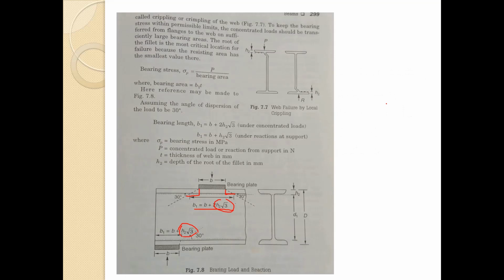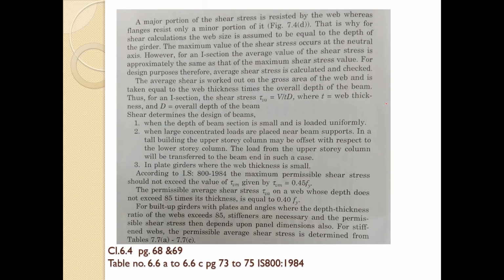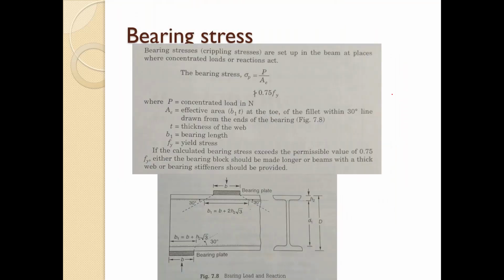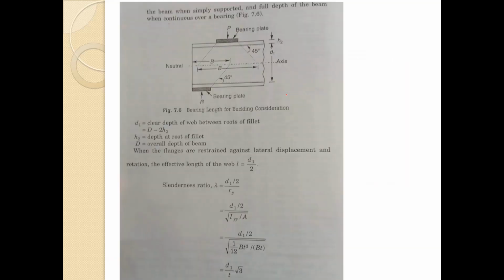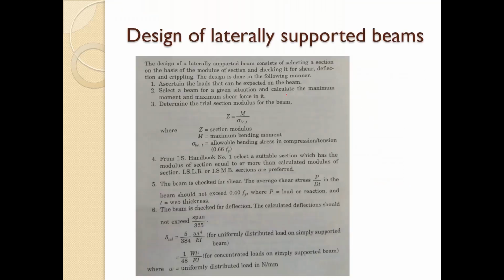The permissible bearing stress, which we have seen earlier, is here. So it should be less than this value. So this is about the web crippling.